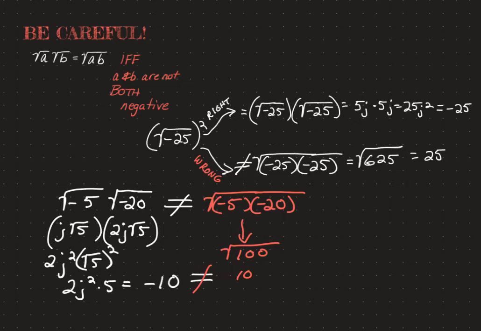If you're asked to multiply radicals that have negatives inside, evaluate them first. Find the j's, express them as imaginary numbers, then multiply them, and continue evaluating.